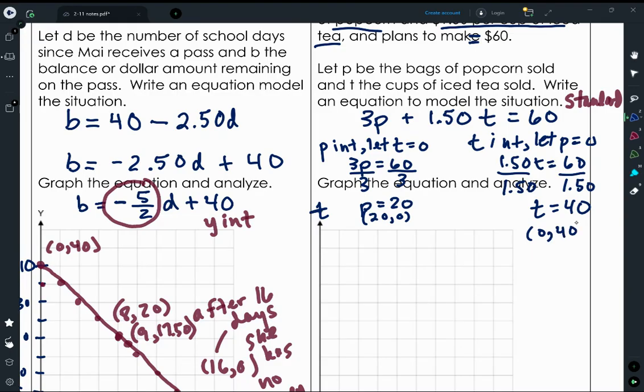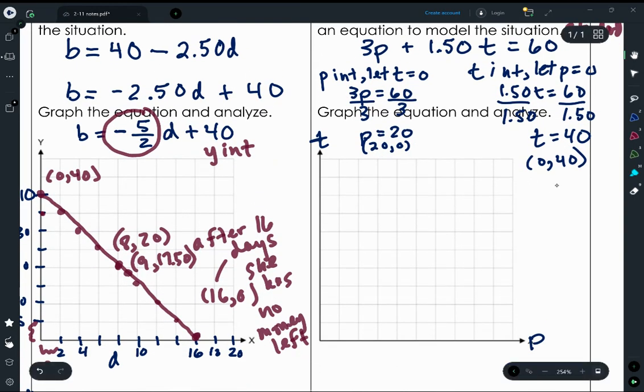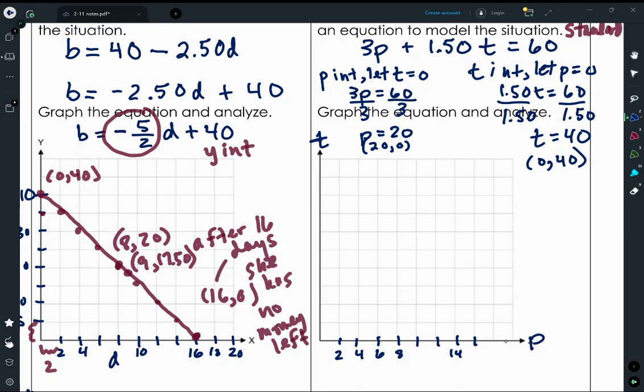So 0, 40. So one way to graph in standard form, kind of the way it's set up, is we just make points for 20, 0, and 0, 40. We're going to use the same scale we used before, which I think is kind of cool. It's easy when we're graphing these. So 2, 4, 6, 8, 10, 12, 14, 16, 18, 20, and then we're going to count by fives again here. So 5, 10, 15, 20, 25, 30. Okay, and there's our 40.